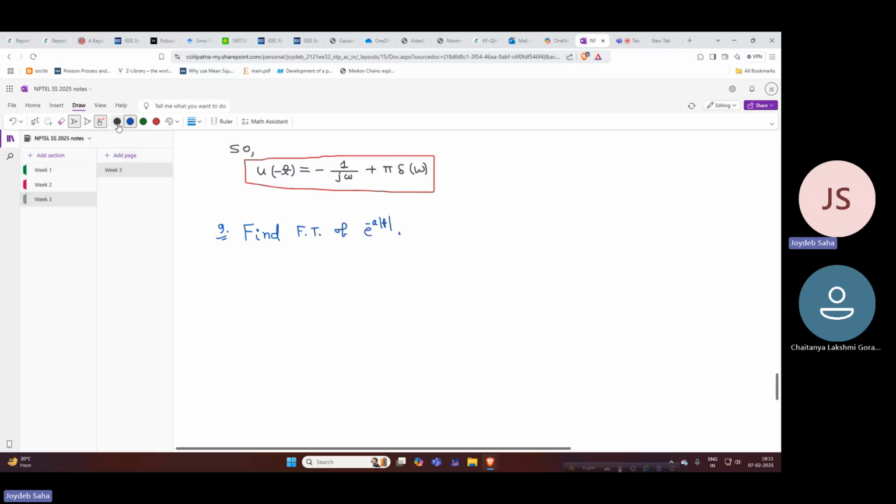Please take 3-4 minutes max. Try to solve this question. Then I will solve, and if you can solve, you match your answer with my answer. If you cannot, I will solve it for you, but first you try. It is a very interesting and important question, and the next question will be related to this question only. Here the time reversal property will be used.